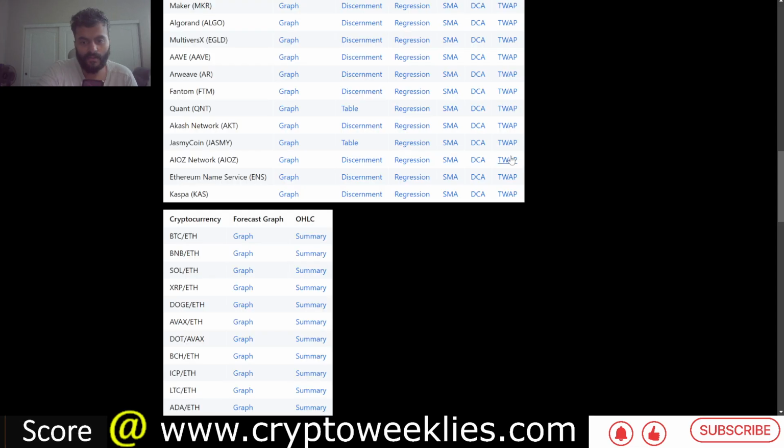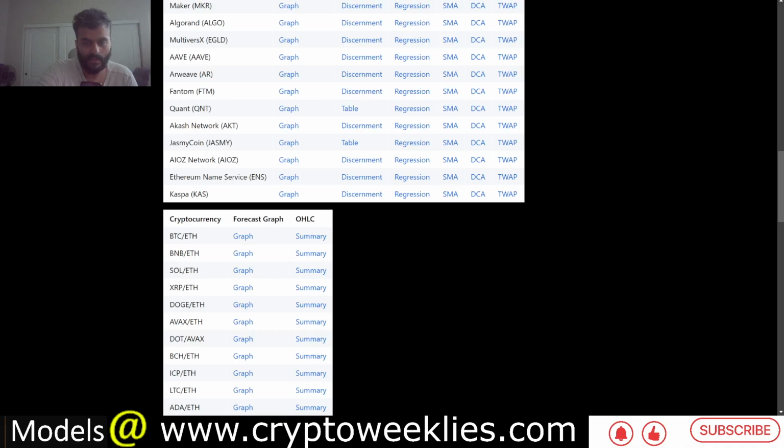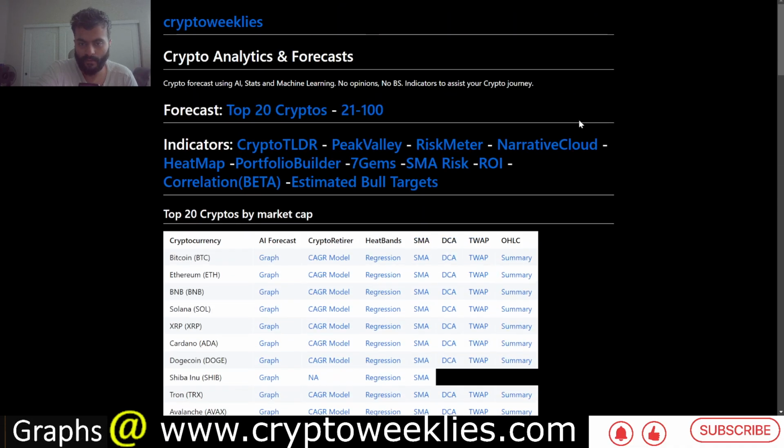And last but not the least, the time weighted average price model, flashing some of the highest risk levels at $1.08. Again, this particular model helps identify a zone or a range where DCA below this blue line makes the most sense. Right now the price is above the time weighted average price, so that is again pointing to an overvalued phase of the market.